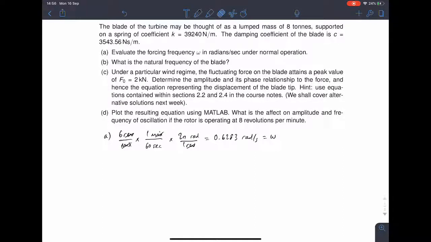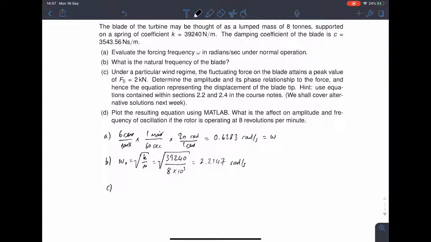Part B says, what is the natural frequency of the blade? So for part B, we simply employ the equation that we've seen before. Omega naught is the square root of K divided by M. We've got K and M, so we're going to stick the numbers in. We've got 39240 for K. M is 8 tons, 8 times 10 to the 3. If you do those sums, that comes to 2.2147 radians per second. So that's our omega naught.